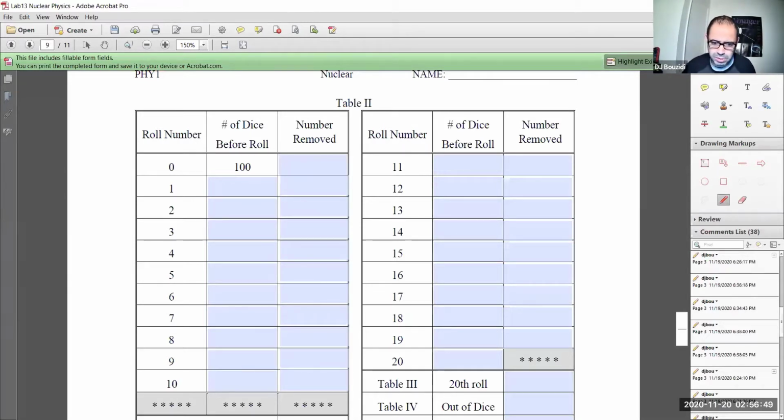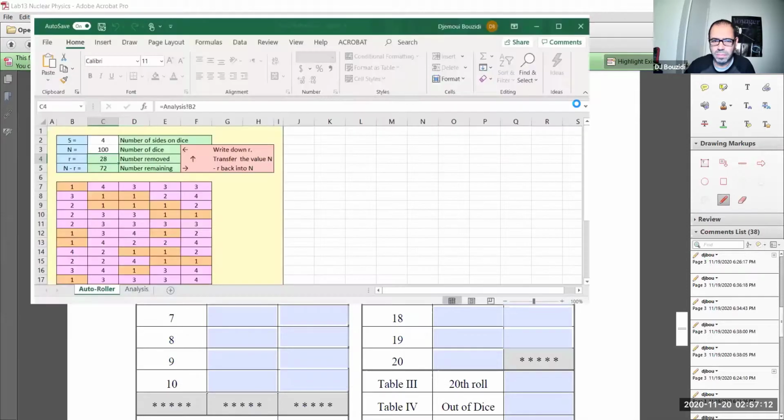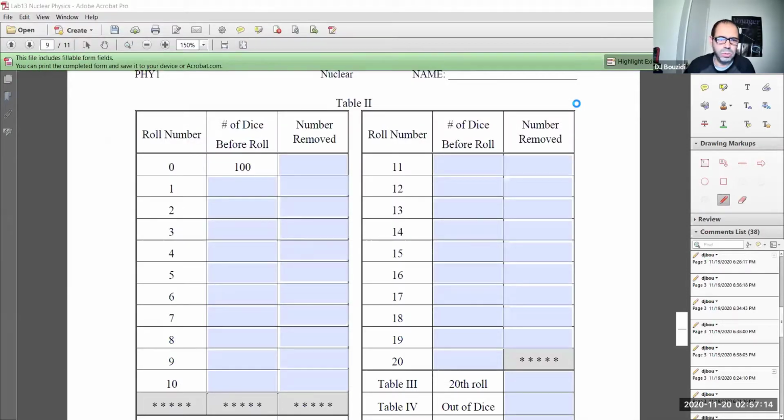So let me open the Excel file. That's not it. So let me open it and share that with you guys. Once it comes up. So stop sharing. I'm going to share with you the Excel file.